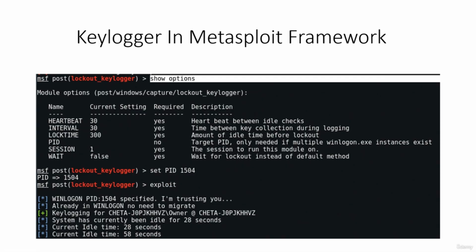And lockout keylogger automatically finds the logon process and migrates to it. The program then begins to monitor the remote system idle time. At about 300 seconds of idle time, lockout keylogger tries to lock the user desktop remotely. Sometimes it fails and tries to lock it again. So it has successfully locked the workstation and begun looking for keystrokes, as you can see.